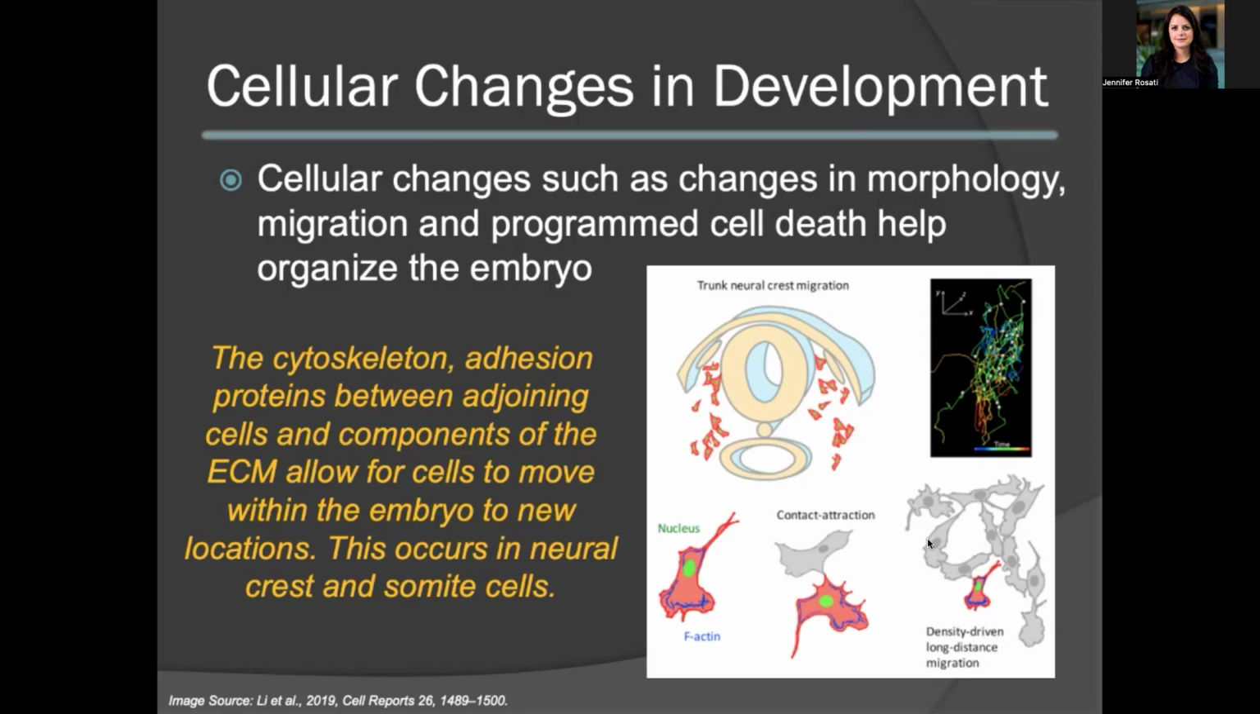Cell migration is also an important part of embryogenesis. The cytoskeleton, adhesion proteins that are present between adjoining cells, and various components of the extracellular matrix all play an important role in allowing for cells to move within an embryo. This occurs in the movement of neural crest cells as well as in the production of somite cells.